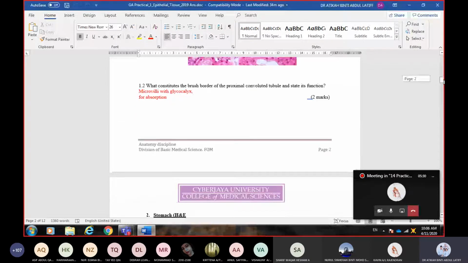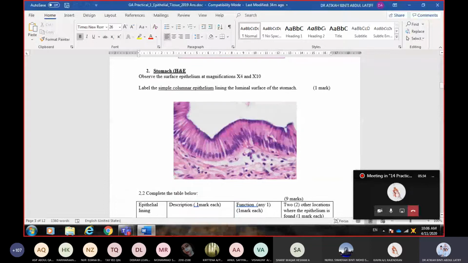Okay, so the next slide will be on the stomach. So it is lined by simple columnar epithelium. You can see here, this is the epithelium. This whole layer is your epithelium, and these are your columnar epithelium. It's simple because it is not stratified. It doesn't have many layers, just one layer of cells. And it's called columnar because it's tall-shaped cells lining the epithelium.